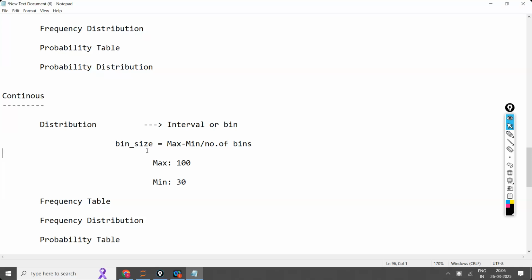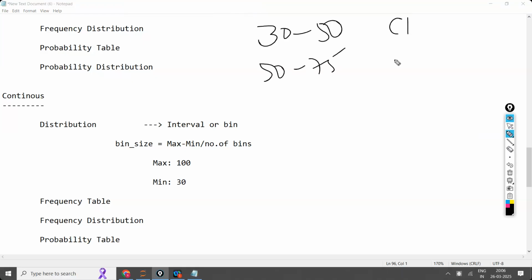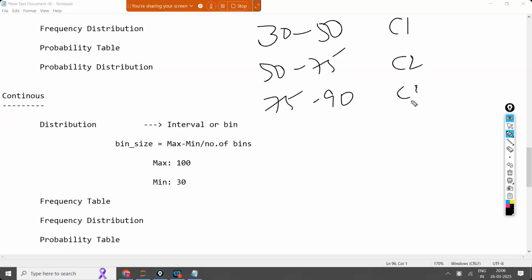Sir, if I want like that, then I told you discretization. Do you remember? Convert the continuous variable to discrete variable. How many categories you want? So for example, 30 to 50, I am considering as category 1. 50 to 75, category 2. 75 to 90, category 3. 90 to 100, category 4.